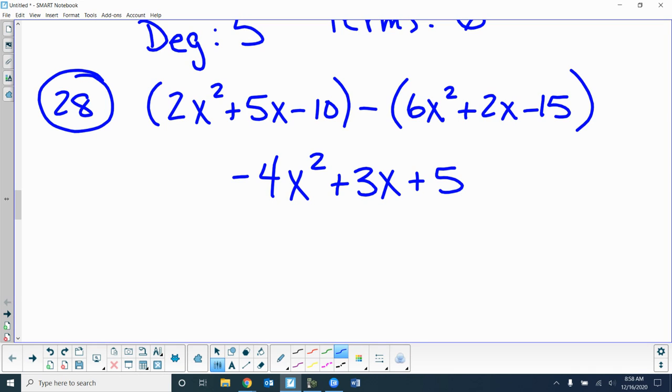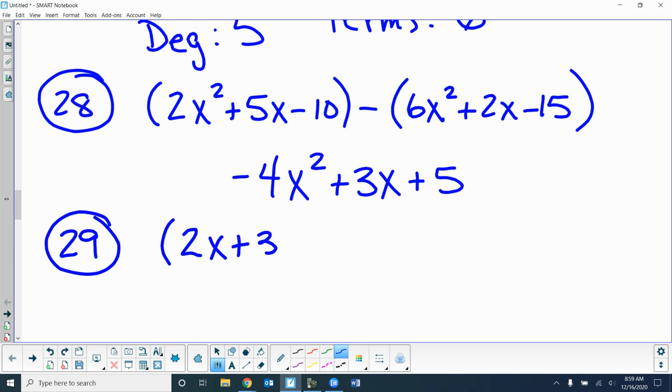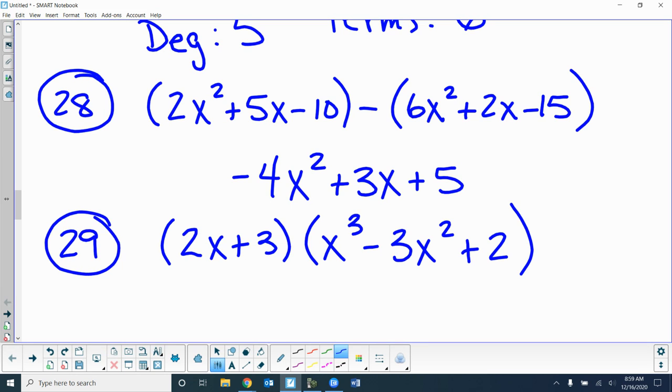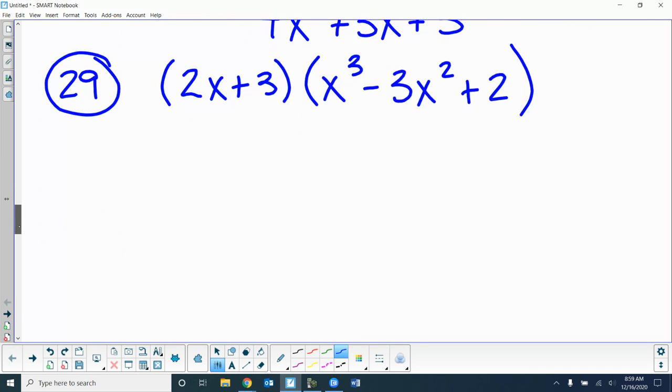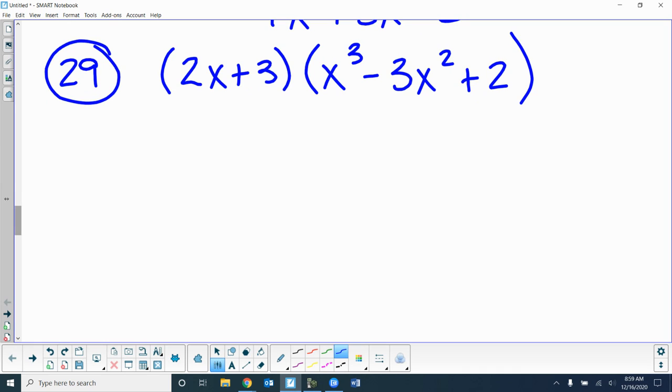Okay, 29. We're going to find the product, which means multiply, right? All right, so how many terms when I get finished multiplying? 6, right? There's a binomial times a trinomial. That's going to be 6 terms. Now, if there's some like terms, we might not end up with 6 at the end. But when we multiply that first step, we're going to have 6, okay?